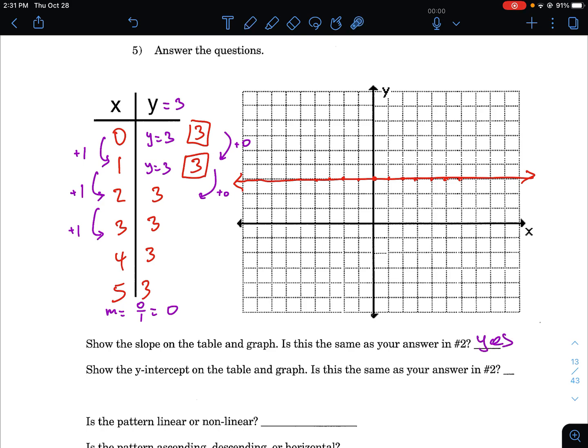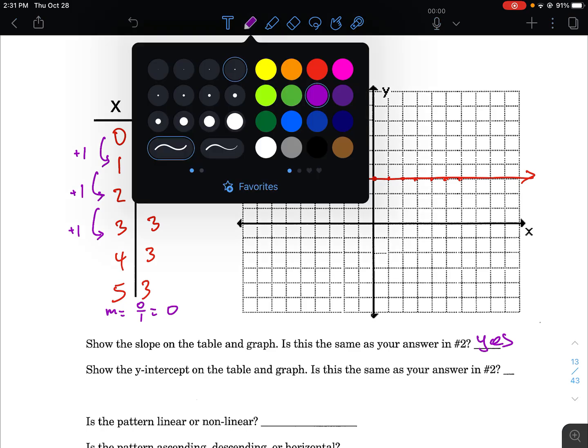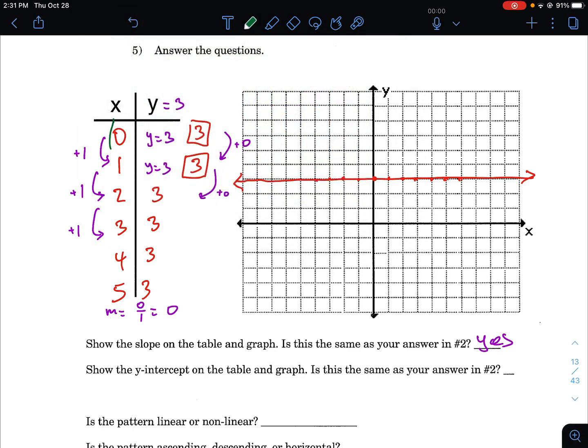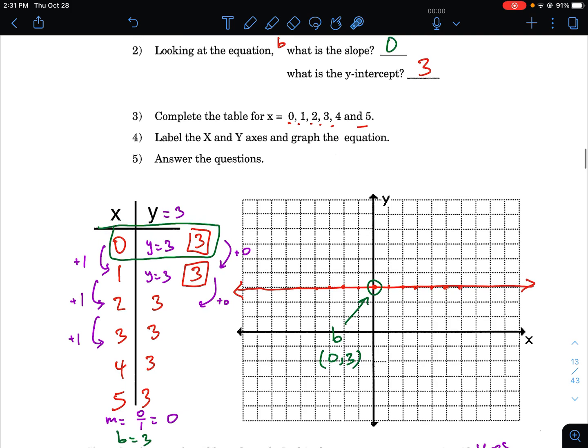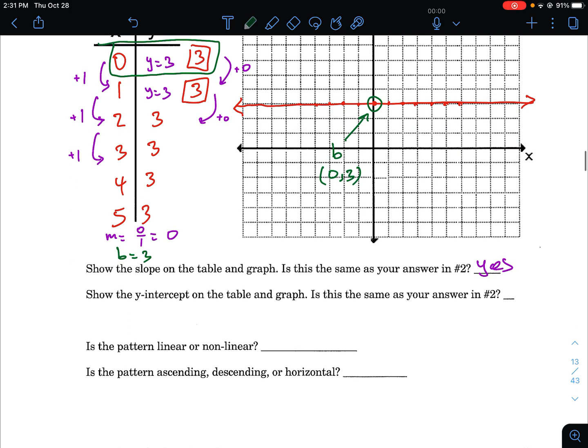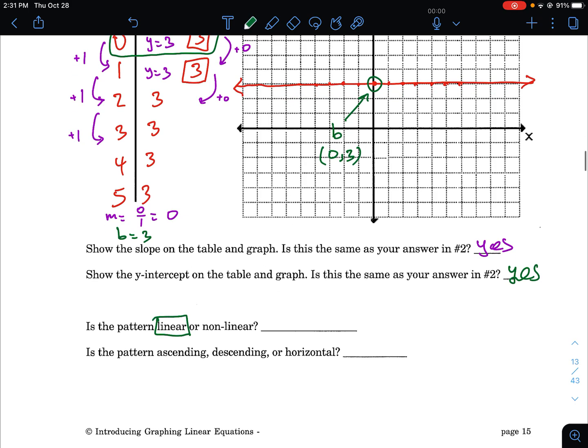Show the y-intercept on the table and graph. Remember, the y-intercept is, when x is 0, what does y equal? In this case, it's 3. And the y-intercept is over there. That is b, which is 3. And we did say the y-intercept is 3, correct? It is. So it is the same for all of them. Yes, yes, yes. Linear or nonlinear? It is linear. It's a straight line. Ascending, descending, or horizontal? If we go from left to right, it's not going up or down. It is a straight horizontal line.